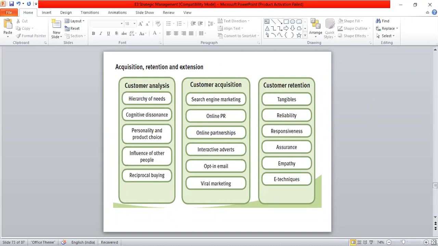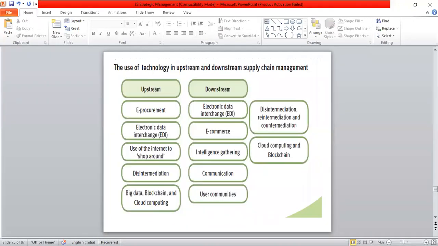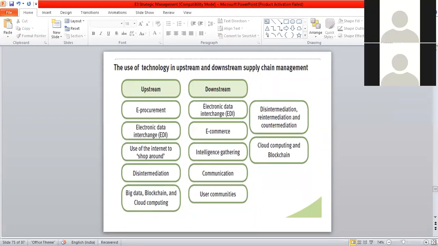Then empathy, understanding the requirements of the customers. Then using the other techniques also, the customers can be retained. Okay, what are the various ways in which technology can be used in upstream and downstream supply chain management? We've discussed these things: e-procurement, electronic data interchange, EDI.